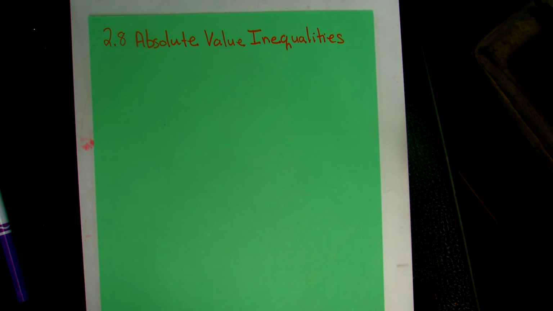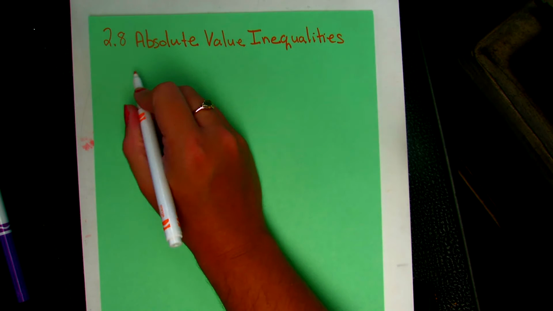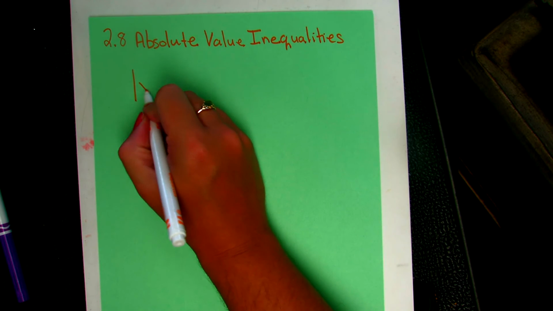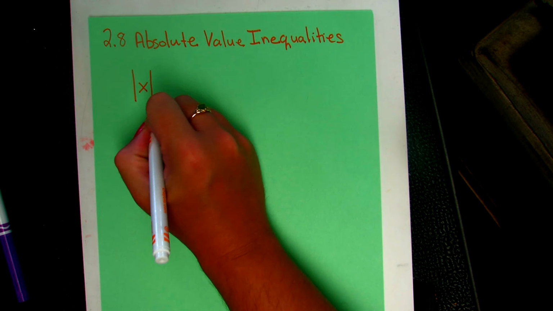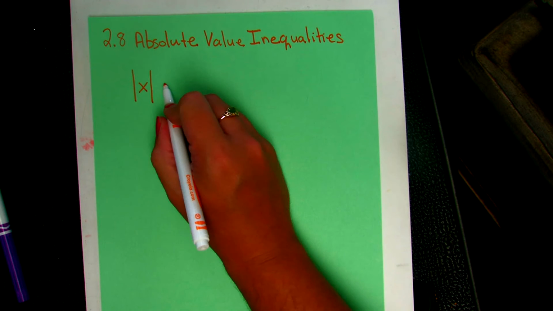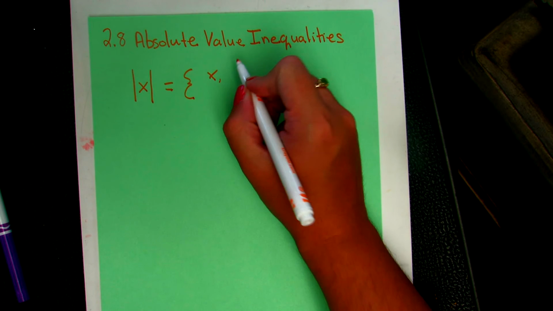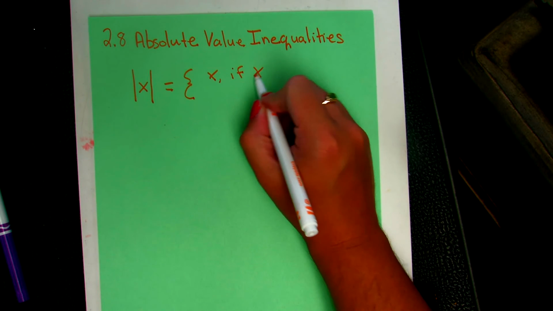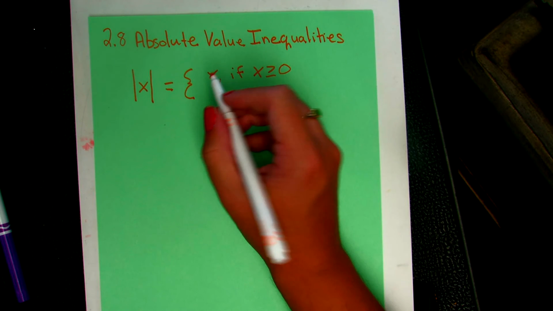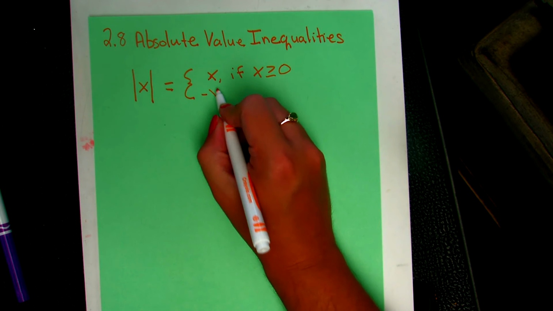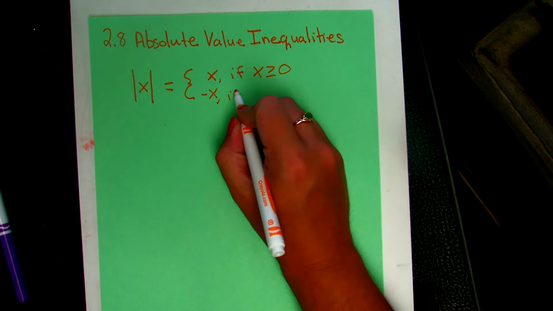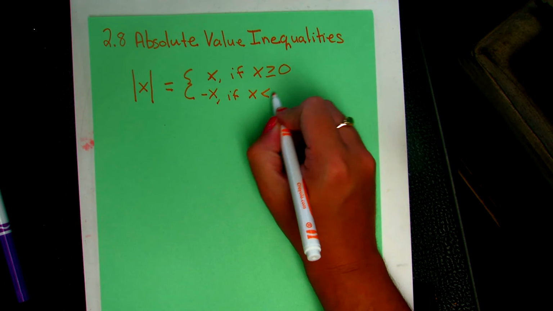Alright, today we're going to talk about absolute value inequalities. We're going to review by looking at the definition of absolute value first. So we looked at this in a previous section, but the definition of the absolute value of x says this. It's either x if x is greater or equal to 0. However, it will be the opposite of x if x is less than 0.